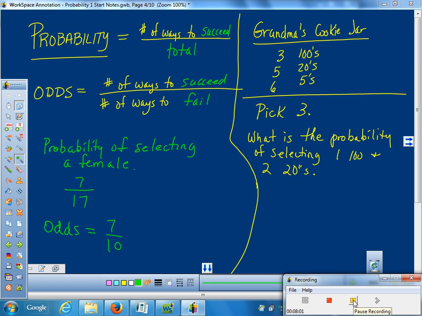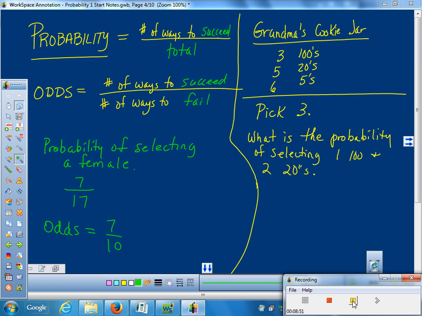We want to go for the most we can get, so what's the probability we'll get a $100 bill and two $20s? You guys, you're not focusing, and I really need you to pay attention. So I want to select one $100 bill and 2 $20s.